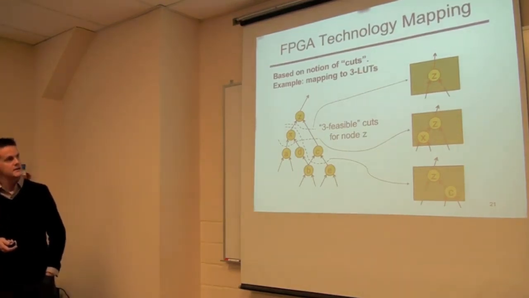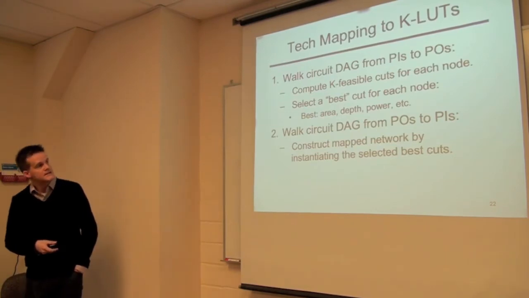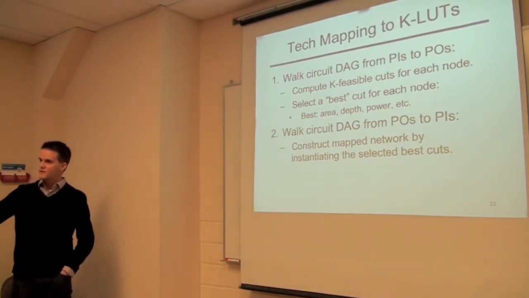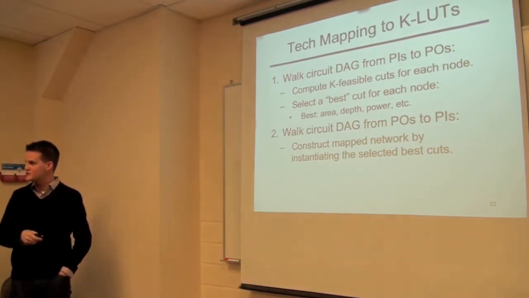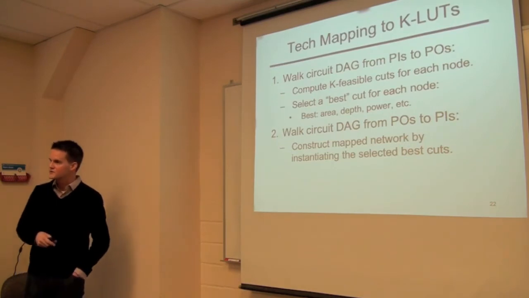Use this idea of cuts. The basic details: you walk the circuit from primary inputs to primary outputs. As you come to a node, you find all of its possible cuts. You cost the cuts, you select the best cut for each node, and then you walk the network in the reverse direction and start instantiating LUTs based on those best cuts.